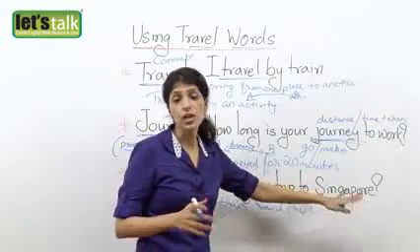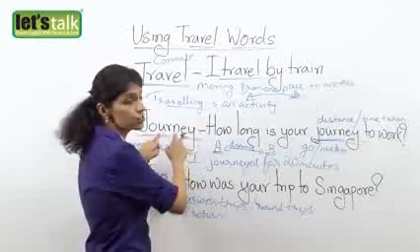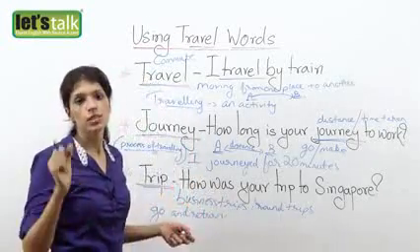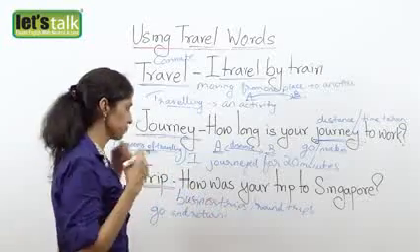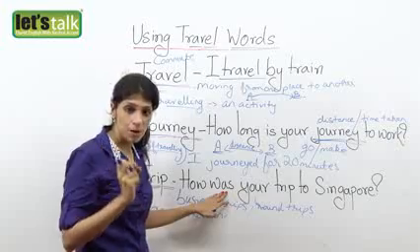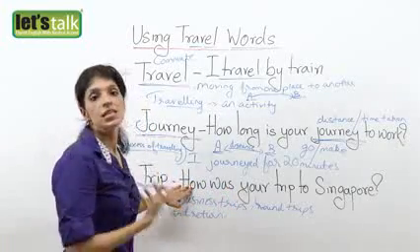So when I say how was your trip to Singapore, or if I may say how was your business trip to Singapore, here I'm not asking you your process of traveling, I'm asking you the purpose of traveling. So was it fruitful, was it nice, did you get what you went for? It means you're asking about the purpose that you went for.